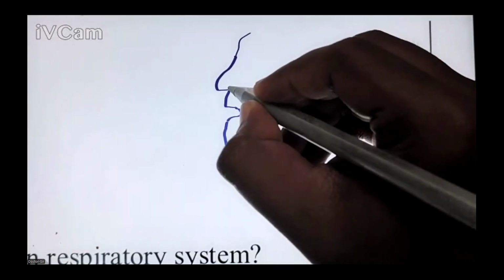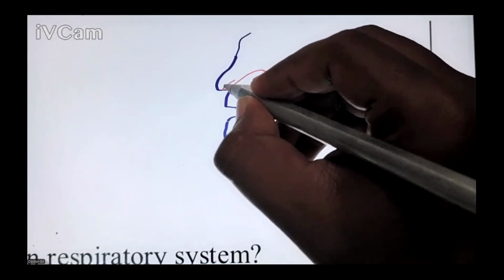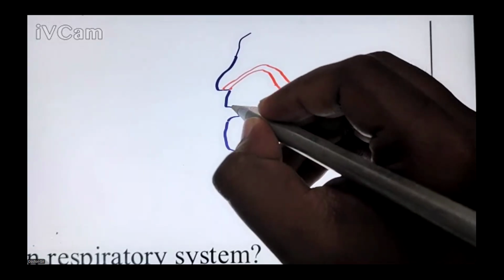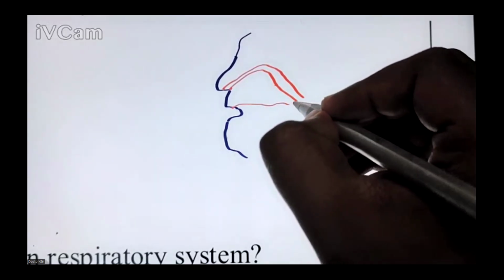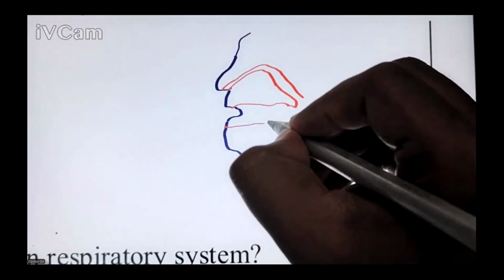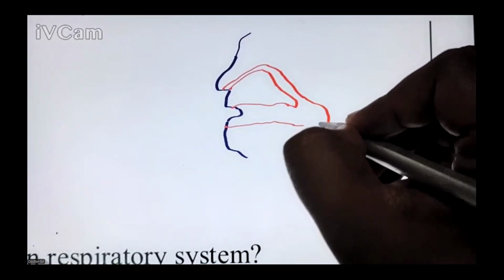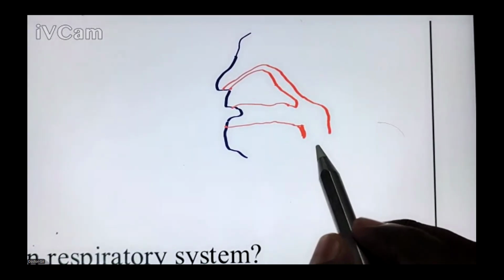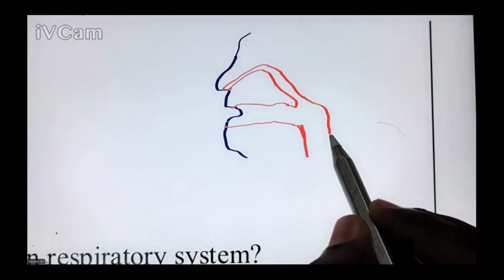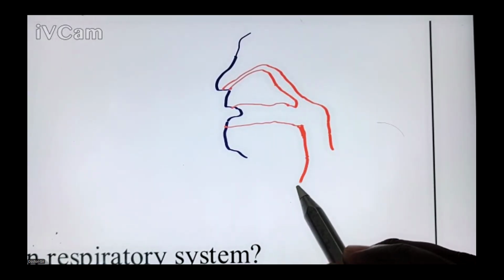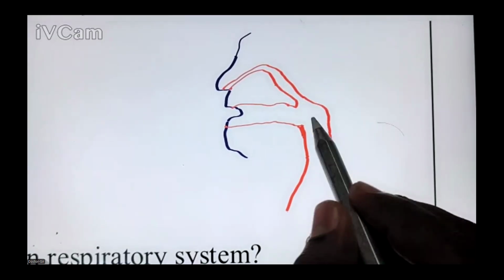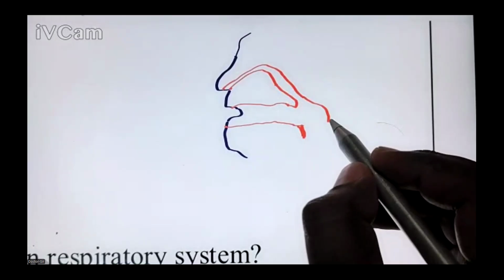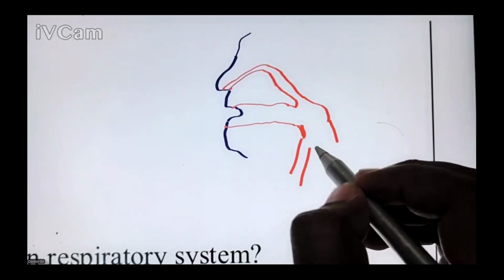These are the nasal cavity. The nasal cavity comes here, right? Then the oral cavity comes here. Then both of them join into one space, and it goes on as a common area. This is the common area for both. Then it will be divided into two again.